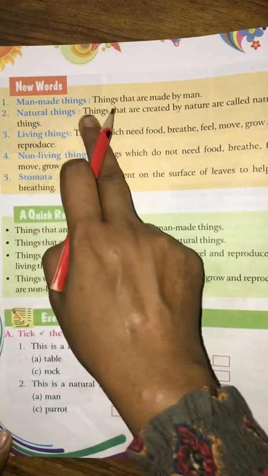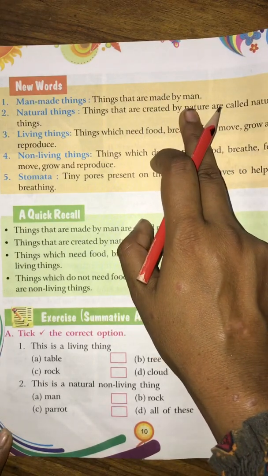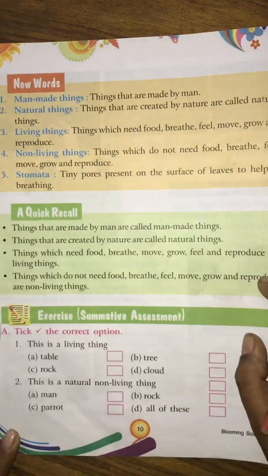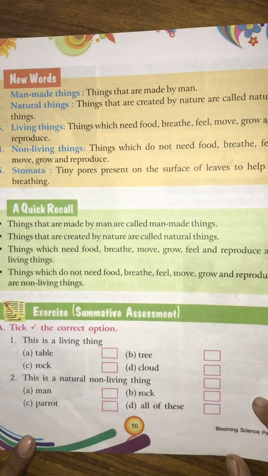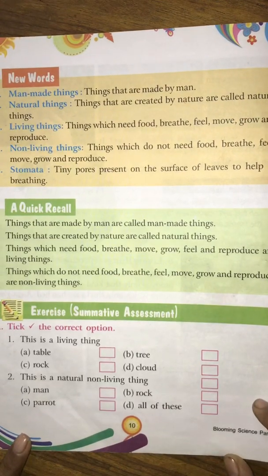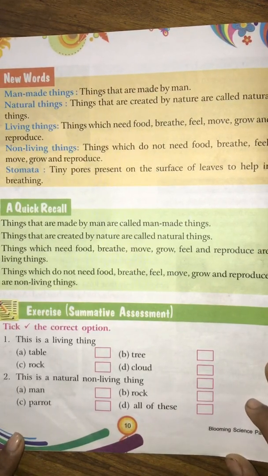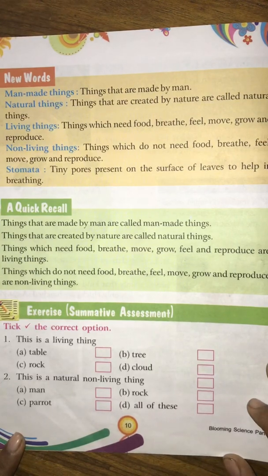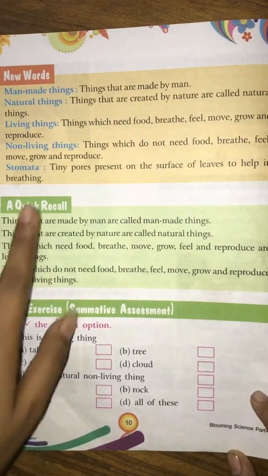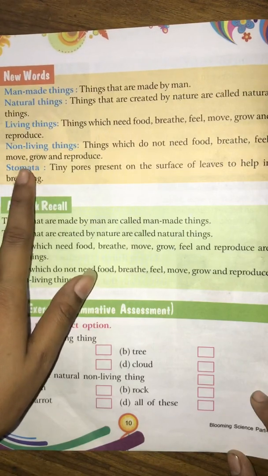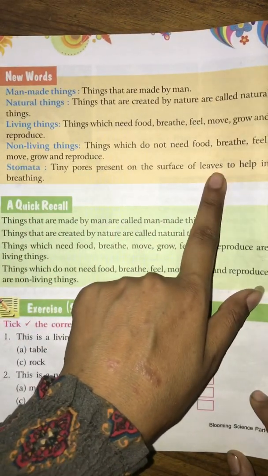These are the new words. Man-made things, things that are made by man, I have already told you. Natural things, things that are created by nature are called natural things. Living things, things which need food, they breathe, they feel, they move, they grow and they reproduce are living things. Non-living things, things which do not need food, they don't breathe, they don't feel, they don't move, they don't grow and they also don't reproduce are non-living things. Stomata, tiny pores present on the surface of leaves to help in breathing. Stomata are present on the surface of the leaves.